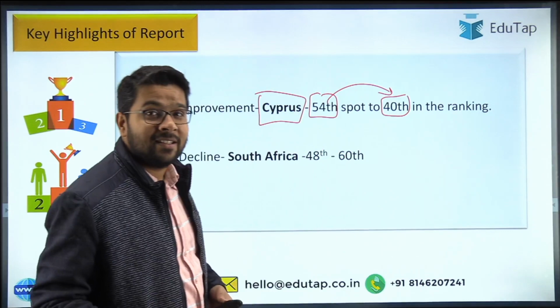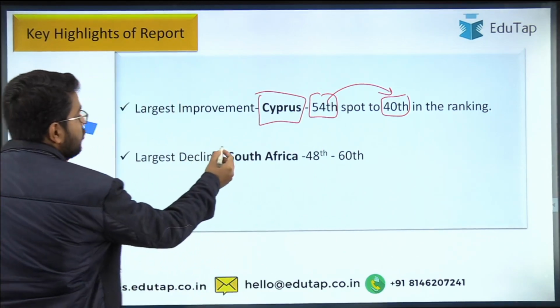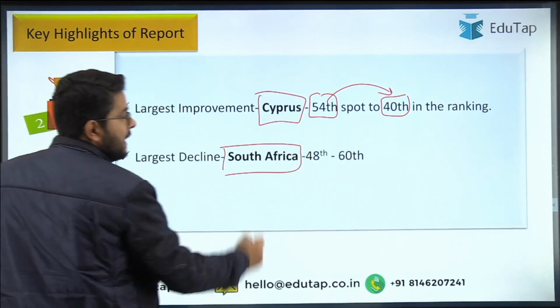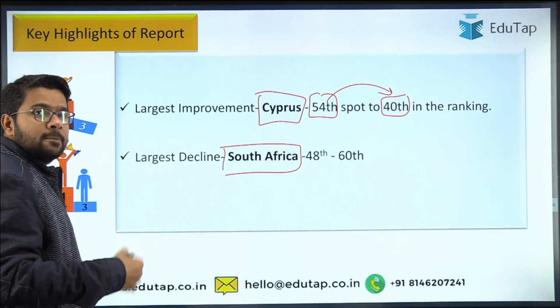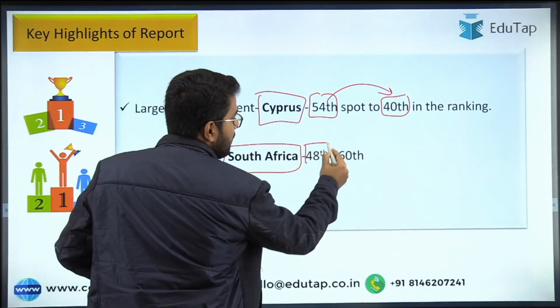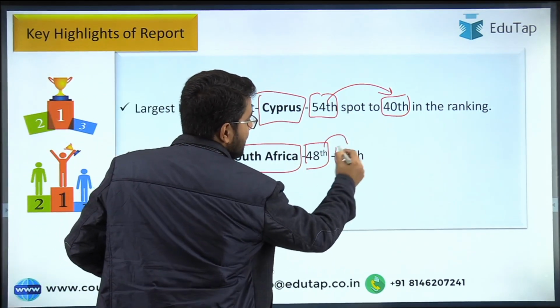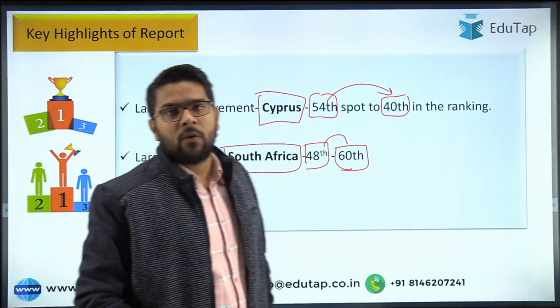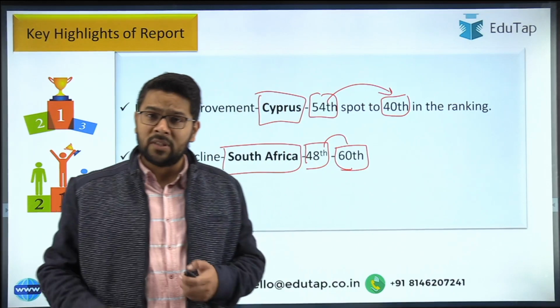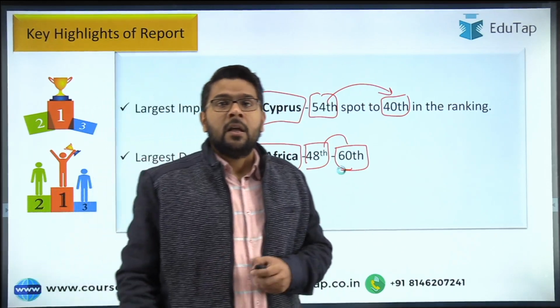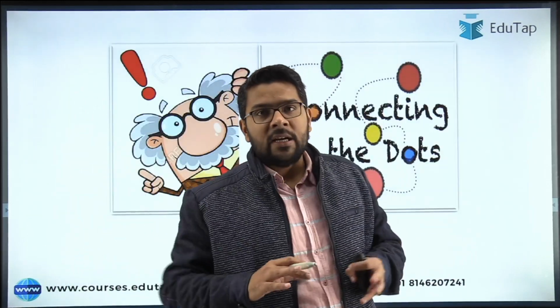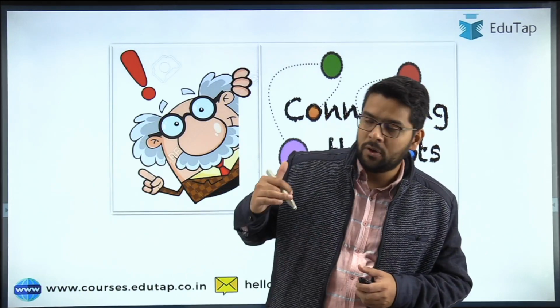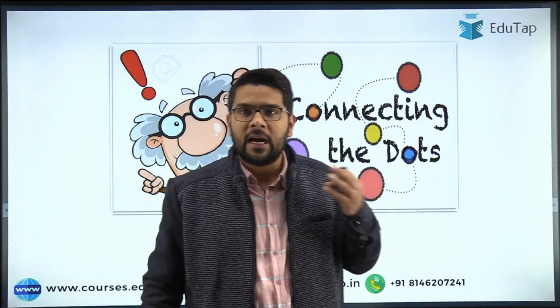If there is best, then there is also a worst performer. South Africa is the worst performer among the 63 economies because its place has dropped from 48th to 68th. So guys, these kinds of questions can be asked in phase 2 of the exam. Chances are less, but yeah, they can ask. That was all about the competitive index report which has been prepared by the IMD.